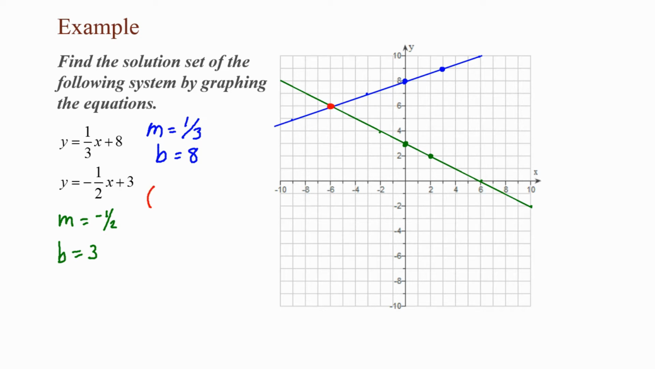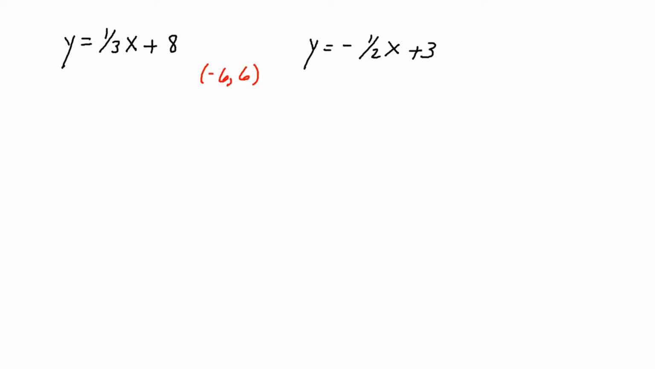So my answer is -6, 6. We want to make sure our point -6, 6 works in both of our equations. To check this, we're going to substitute our answer -6, 6 into each equation. So 6 will equal 1/3 times -6 plus 8. 6 equals -2 plus 8. 6 equals 6. So it works for our first equation.